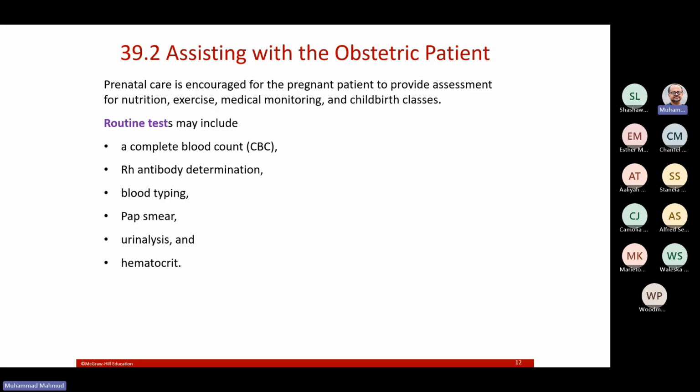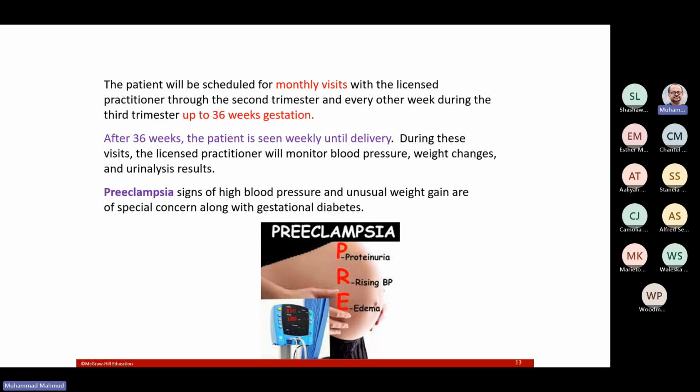Pregnant patients will be visiting your office for prenatal care, which is encouraged to provide assessment for nutrition, exercise, medical monitoring, and childbirth cases. This is the list of routine tests: CBC, Rh antibody, blood type, pap smear, urinalysis, and hematocrit, which is the percentage of red blood cells.